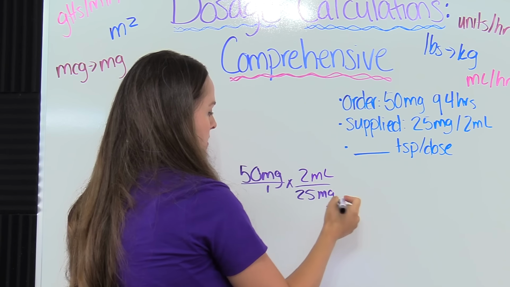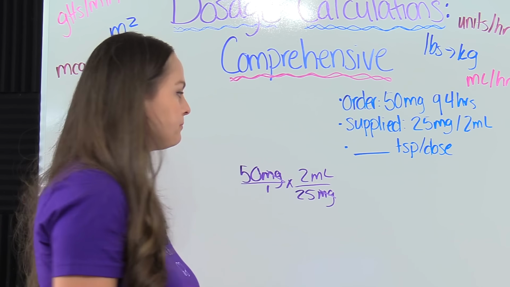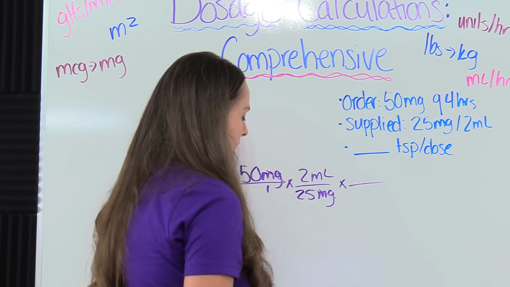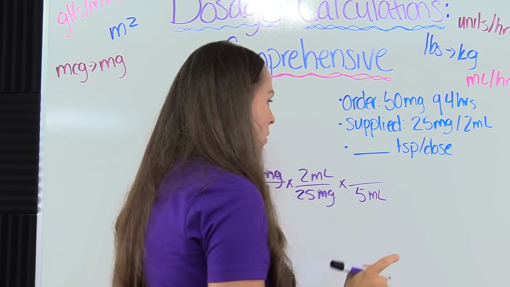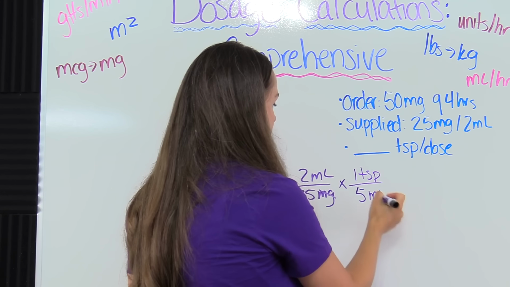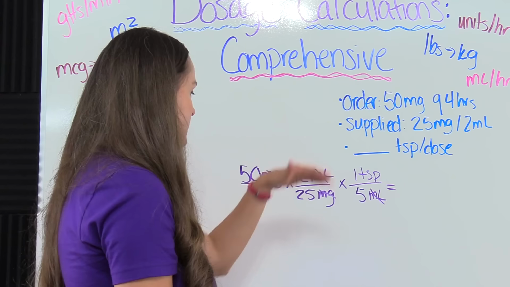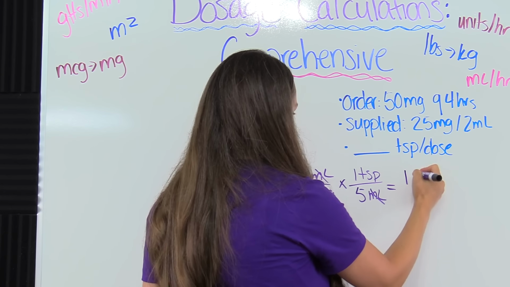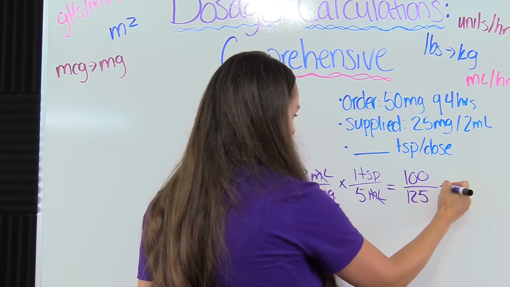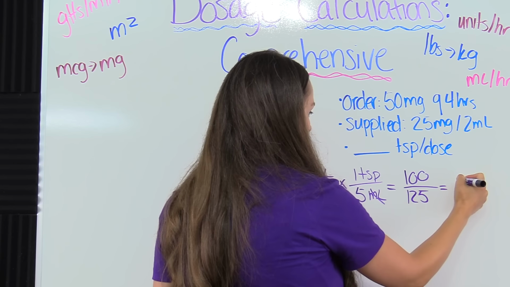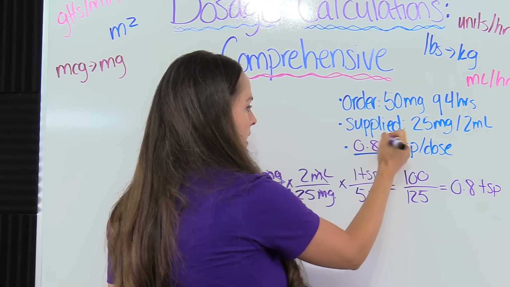of medicine. This cancels out our milligrams. Now we have to get to teaspoons, so we're not done. So we're looking at the metric table for this. So we know that in 5 milliliters, there's 1 teaspoon. This cancels out milliliters, and we are where we need to be. So multiply and divide. So 50 times 2 is 100, and 25 times 5 is 125. We divide that out, and we get 0.8. It'll be teaspoons per dose is our answer.